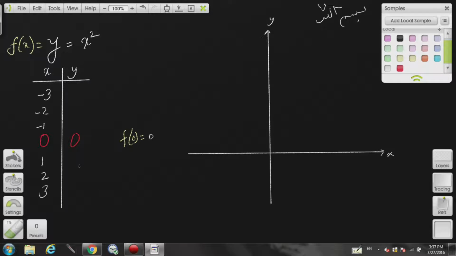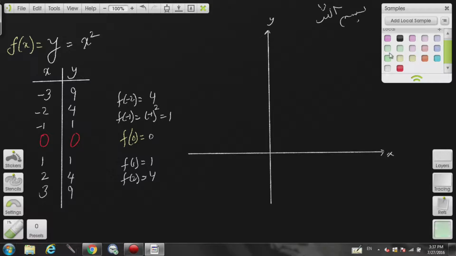So f of 1, what's the value of the function when x is 1? When you plug 1 in there, you get 1 squared is 1. That's easy enough. Now, f of 2, when you plug in 2 over there, you get 4. 3 in there, you get 9. F of negative 1, when you plug in negative 1, negative 1 squared is 1. F of negative 2 squared is 4. When you plug in negative 3 over here, you get 9. Negative 3 squared is 9.